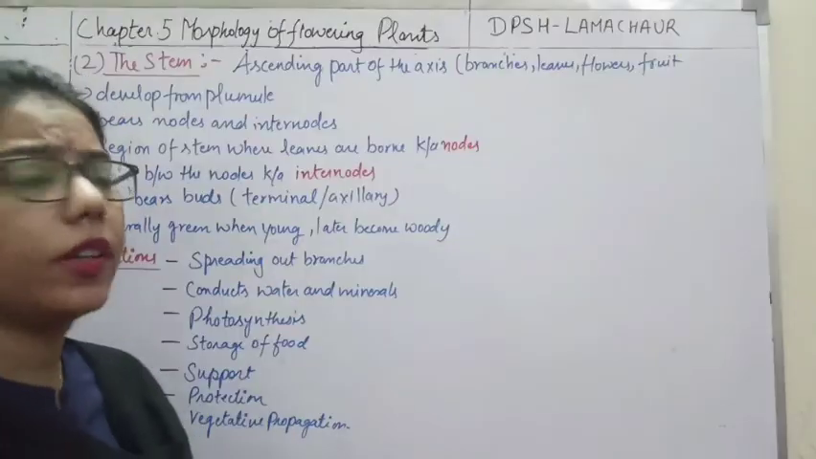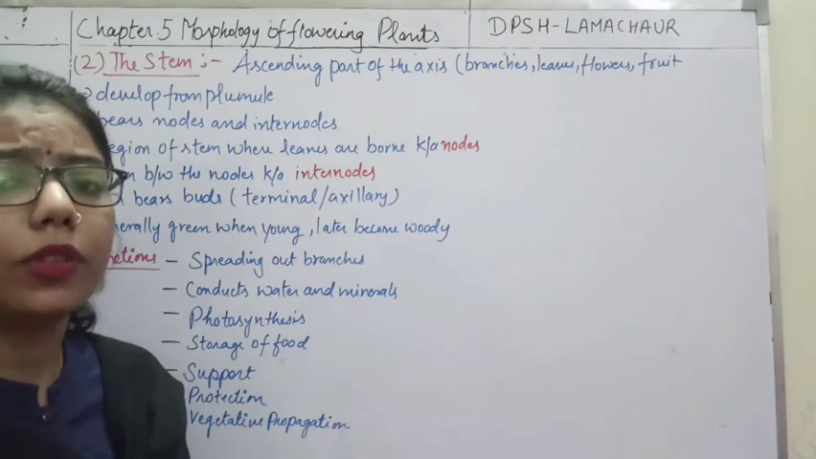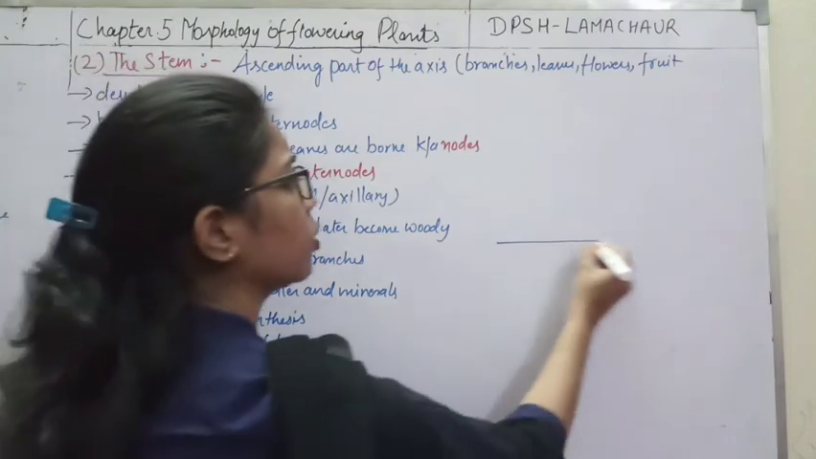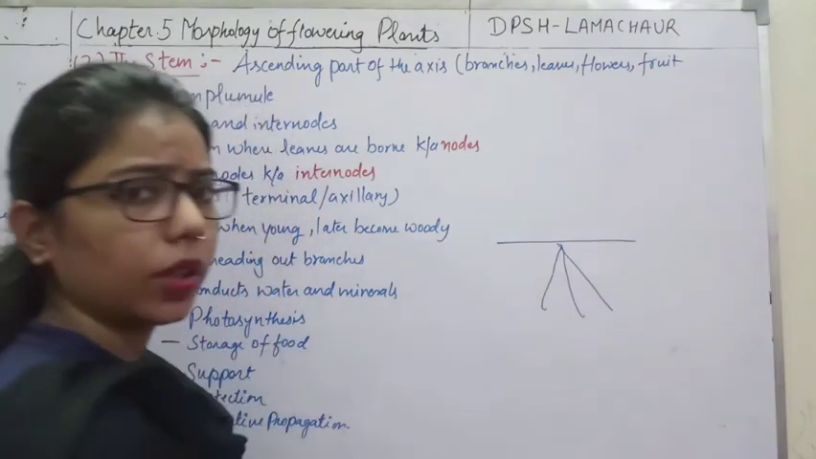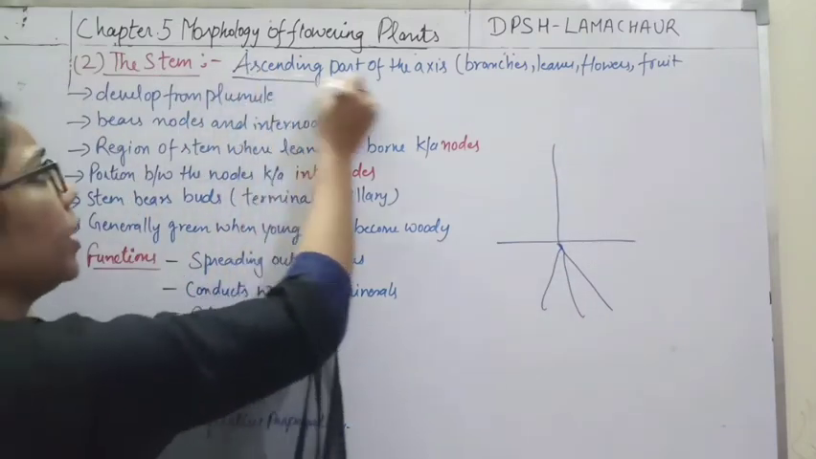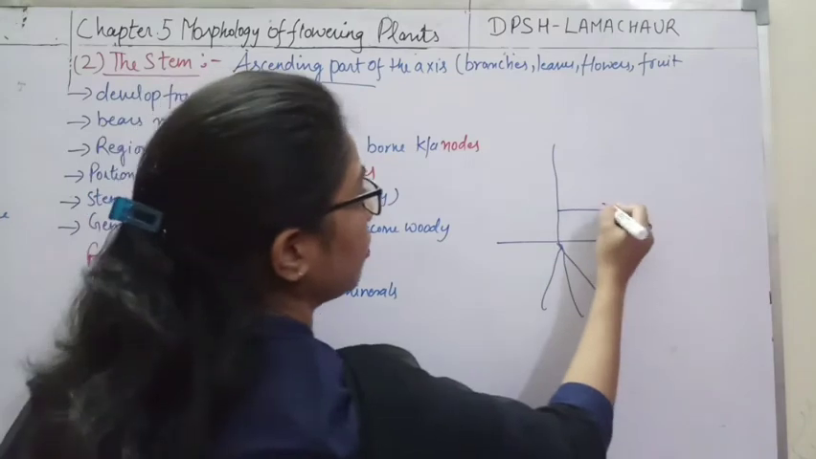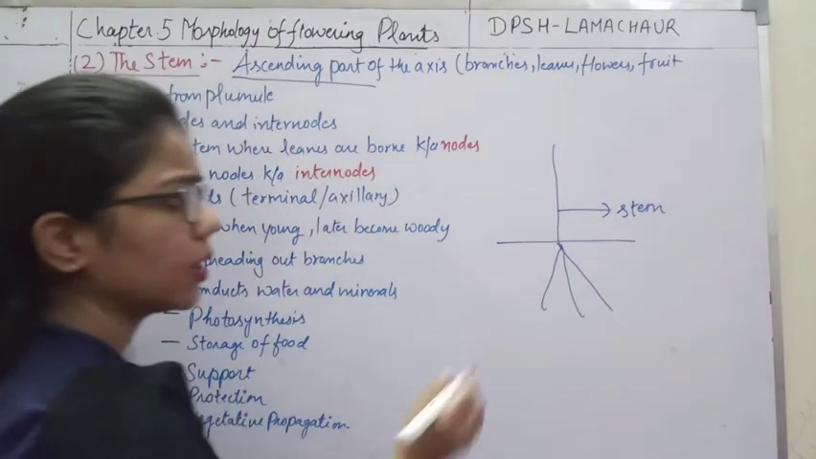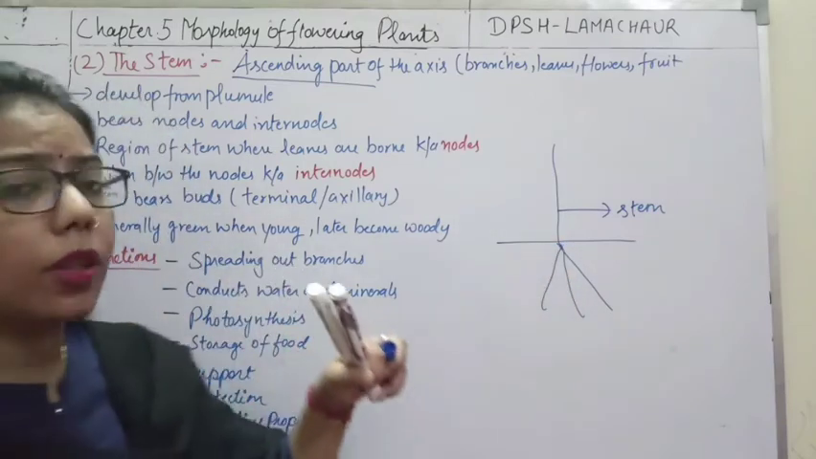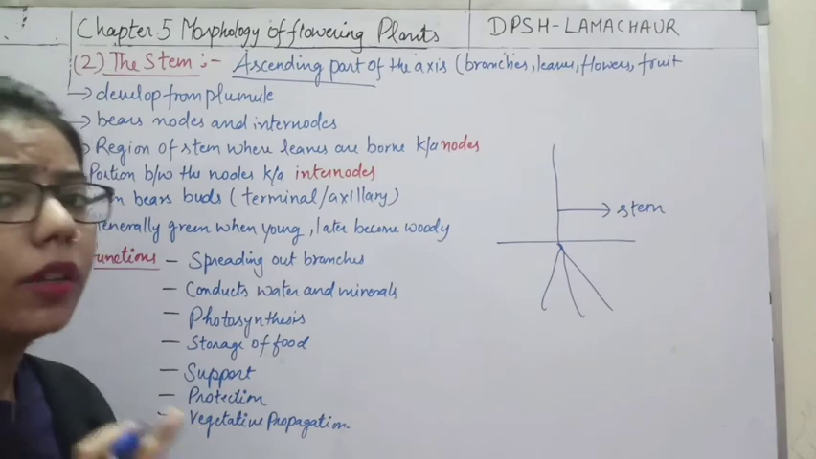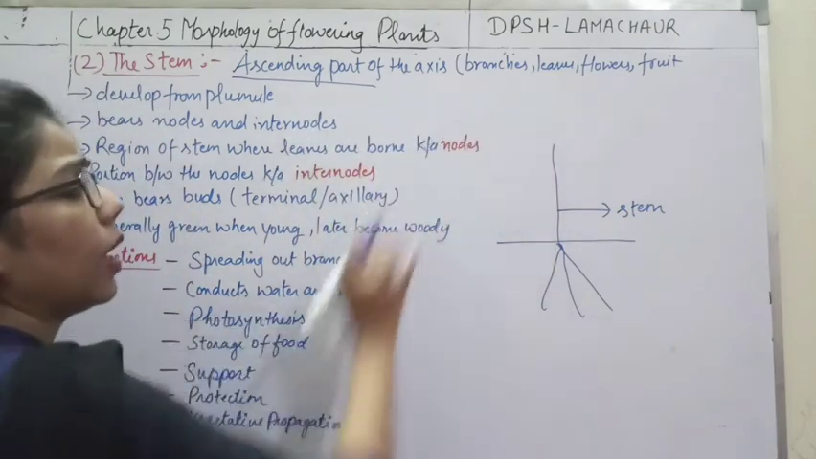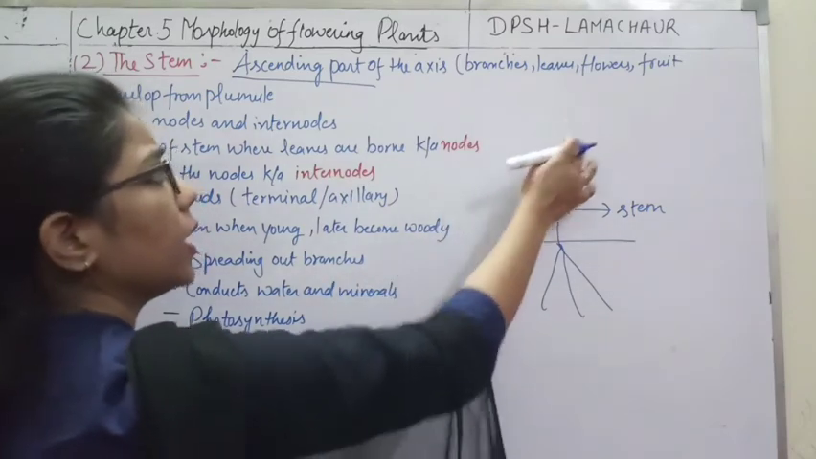Okay, so now we will understand the second part of the plant, that is the stem. When we talk about the root, it grows downwards, and the stem grows upward. So we can say that the stem is the ascending part, and roots are the descending part of that axis of the embryo, the embryo which is present in the seed. So the stem is the ascending part, and this ascending part bears different branches.